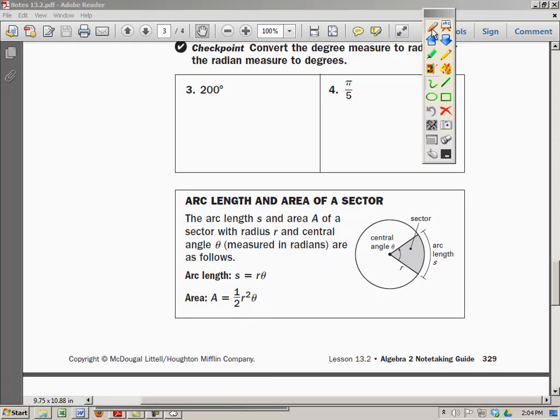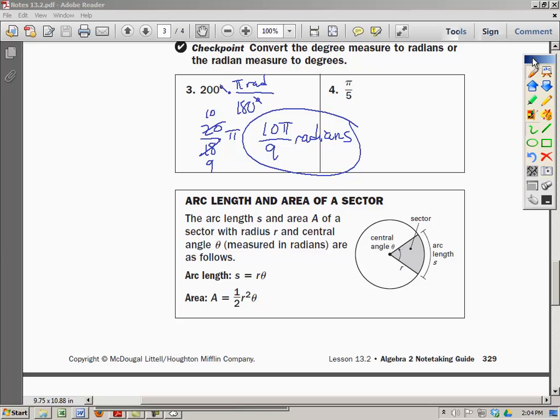All right, changing this from 200 degrees, we want to multiply by pi radians over 180 degrees. Okay, degrees cancels with degrees. This is 20 over 18. They're both even, so that goes in there 10 times and 9 times. Okay, so it becomes 10 pi over 9 radians.